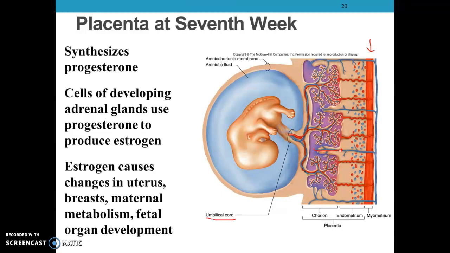Estrogen causes changes in the uterus. For the mother, it causes changes in the breast, in the maternal metabolism, and in fetal organ development. So really the big picture right here, what we're saying is that the shift from the hormones, estrogen and progesterone, those are now being produced by the placenta, or due to the placenta. Earlier it was the corpus luteum.